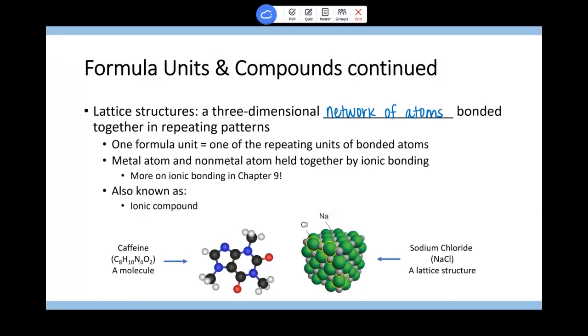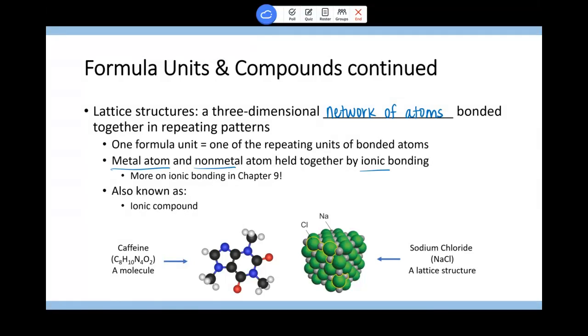And then lattice structures are three-dimensional networks of atoms that are bonded together in repeating patterns. So in this case, one formula unit is one repeating unit of the bonded atoms. In lattice structures, we have a metal and a nonmetal that are held together by ionic bonding. So we have metal, nonmetal, ionic bonding, and we call these ionic compounds as well. So an example here is sodium chloride.